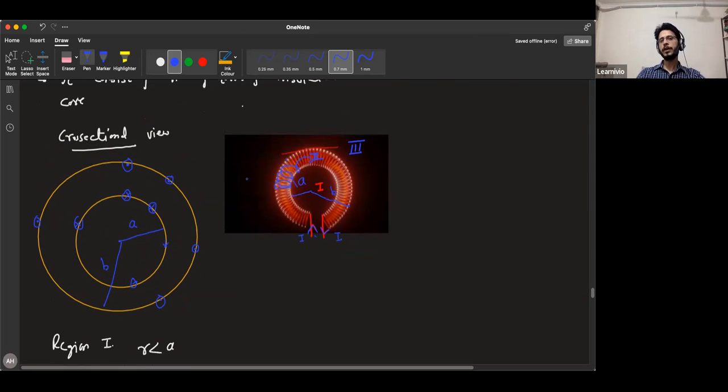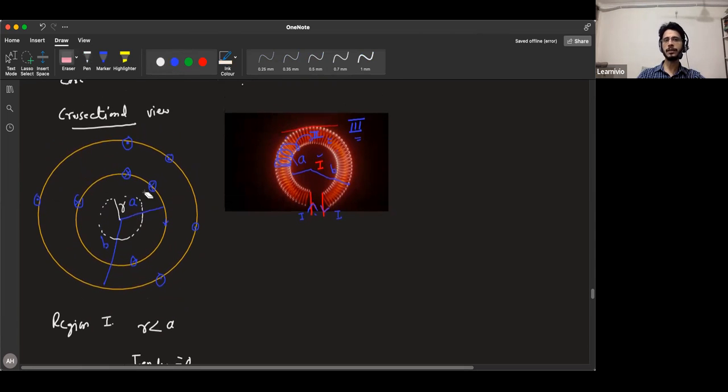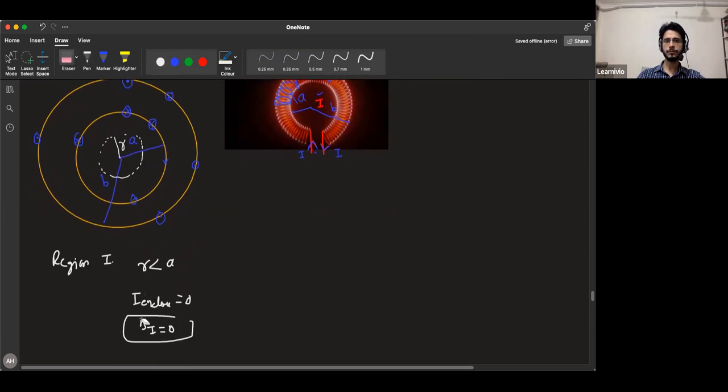Now, in this toroid, we can calculate magnetic field in 3 regions. See, this is region number 1, here we can calculate magnetic field. Region 2, here we can calculate magnetic field. And this is region 3. So first of all, let's calculate magnetic field in region 1. The radius is R. So in region 1 means R is less than A. This region inside.